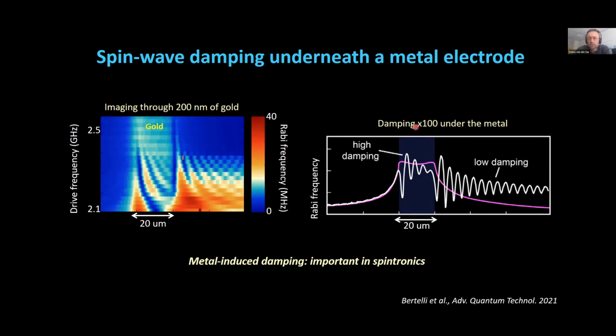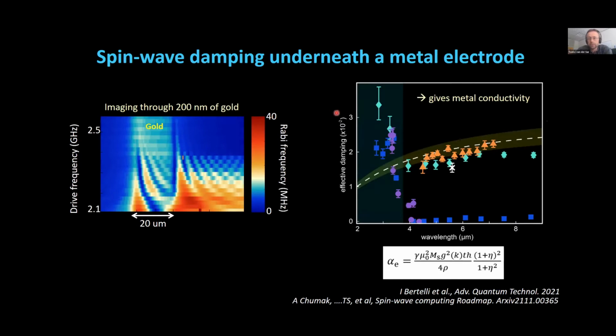Now, this 100-fold increase in the damping underneath the gold electrodes can be explained by eddy currents. And if you measure the damping as a function of the spin wave wavelength, then you see that underneath the electrodes you get much higher damping than next to the electrodes, which are the blue dots here. And by analyzing the amount of damping, you can actually extract the metal conductivity.